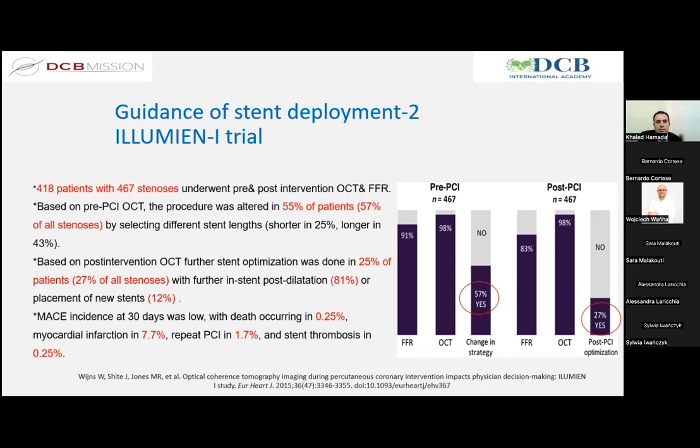MACE incidence at 30 days was low, with death occurring in 0.25%, myocardial infarction in 7.7%, repeat PCI in 1.7%, and stent thrombosis in 0.25%.